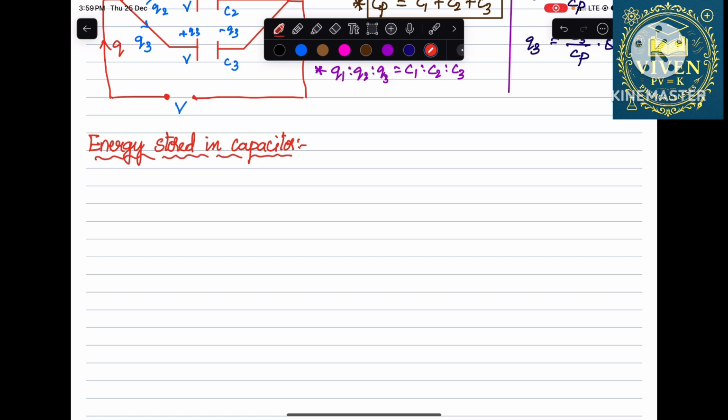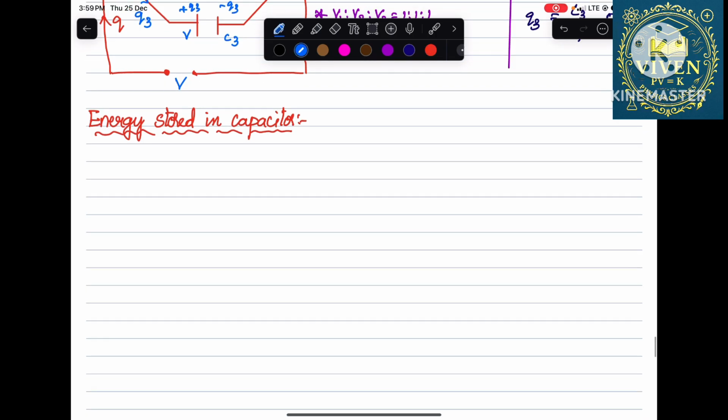Energy stored in a capacitor. So what happens over here? I will just give you a flow chart. Try to understand the flow chart. When a capacitor is connected to a battery, what does this battery do?